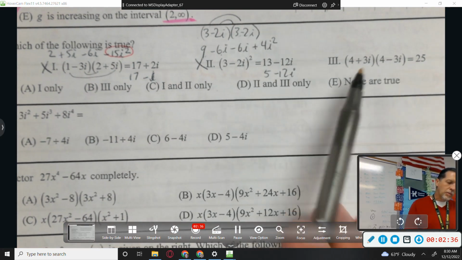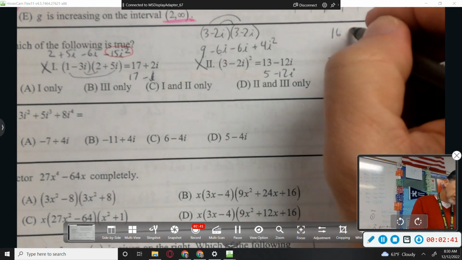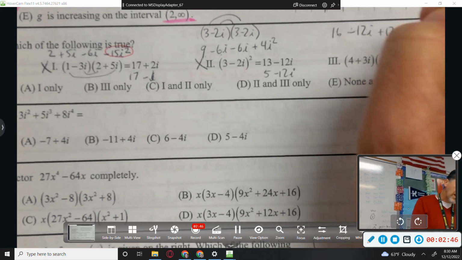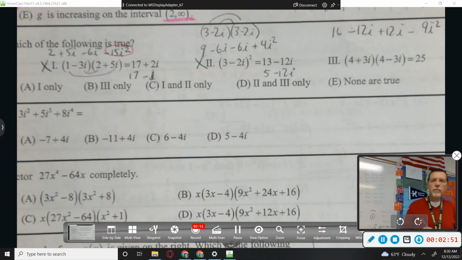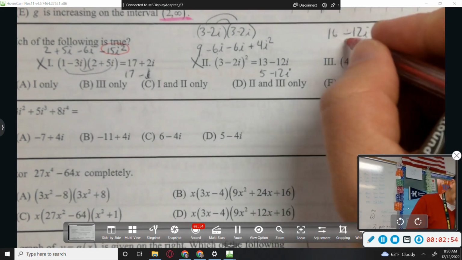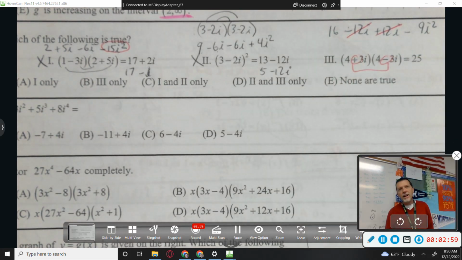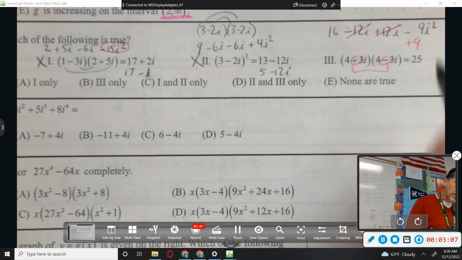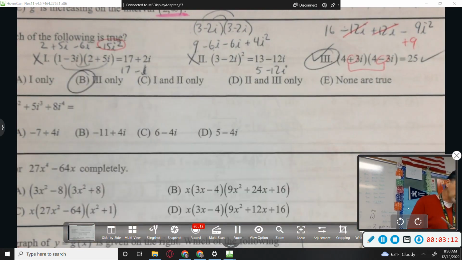And that gets us to number 3. 4 times 4. Outside would be minus 12i. Inside would be plus 12i. And last would be minus 9i squared. The i terms cancel. You might have recognized that from the get-go. When you multiply conjugates, the middle terms cancel, always. And then minus 9i squared is plus 9. 16 plus 9 is 25. So finally we got one that's right. 3 only.